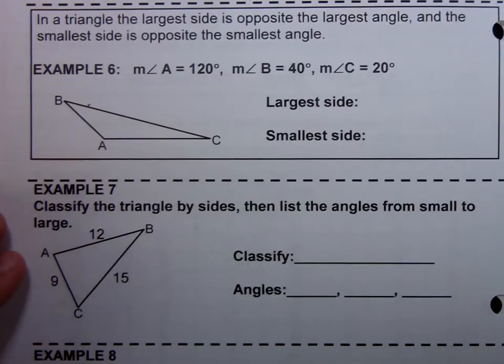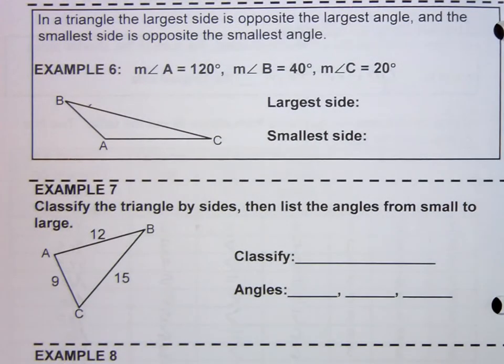Alright. In a triangle, the largest side is opposite the largest angle, and the smallest side is opposite the smallest angle. And let me give you another quick demonstration of that.